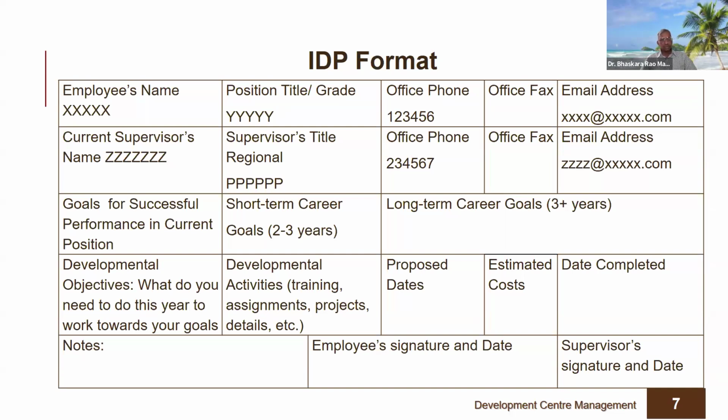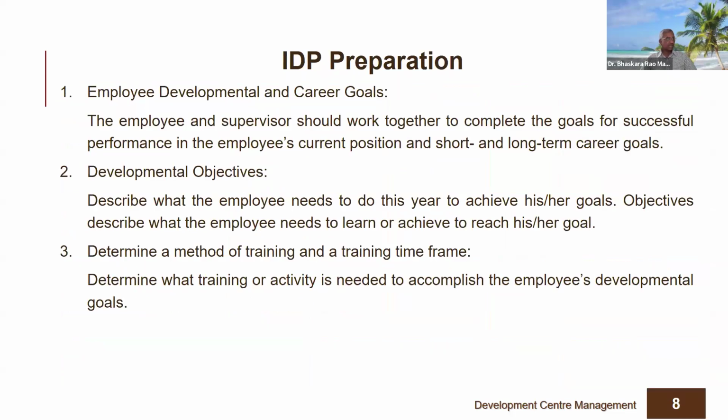Then you sign it, and your supervisor looks at it. He reviews it, and then he okays it. It is signed. Once it is signed, it becomes a document which is to be implemented. HR department will keep track of the progress. They will review the progress, and wherever the support is required, HR department will also provide the support to the employee and guide the organization's supervisor. So the employee and supervisor should work together to complete the goals for successful performance.